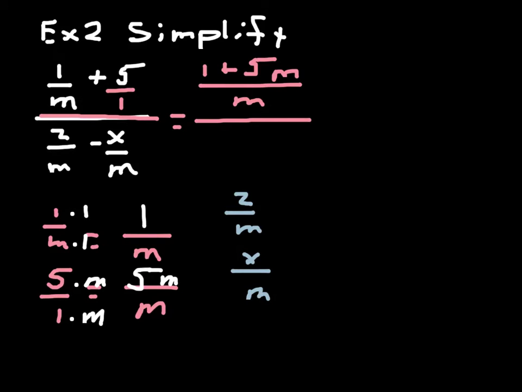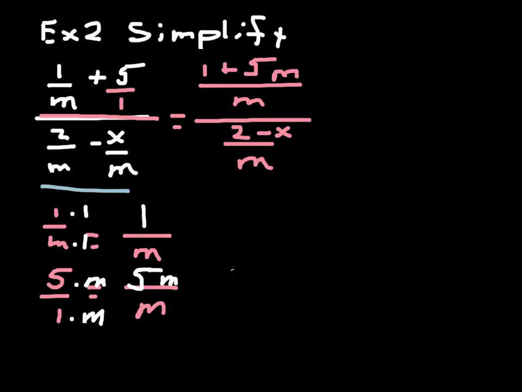Now here, again, I didn't really need to line this up because I have a common denominator, m. So what is 2 over m minus x over m? Well, it's going to be 2 minus x over your common denominator of m. All right? So now we have a fraction over a fraction.